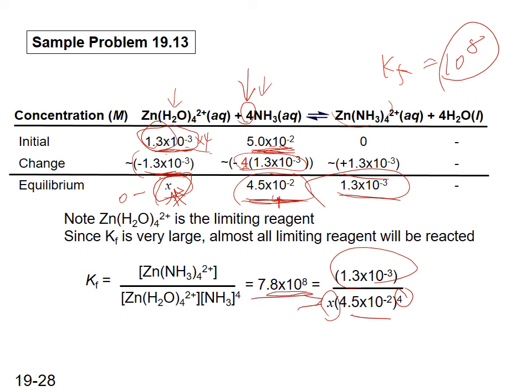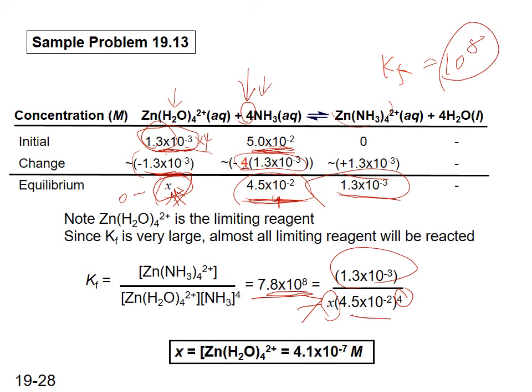And we can easily solve this x. So x can be solved to be 4.1 times 10 to the -7. And you can see this is a very small number, close to 0. But still, we have to solve it instead of say it's 0.